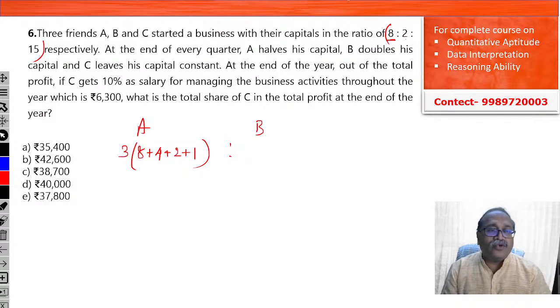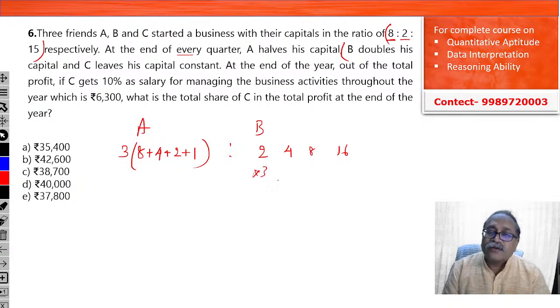B is 2, and what about B? B doubles his capital at the end of every quarter. So B is 2 parts. Then it will become 4, it will become 8, and it will become 16. So 2 into 3, 4 into 3, because every quarter has 3 months, no? So 8 into 3, 16 into 3. So instead of that, I will add this and multiply by 3.